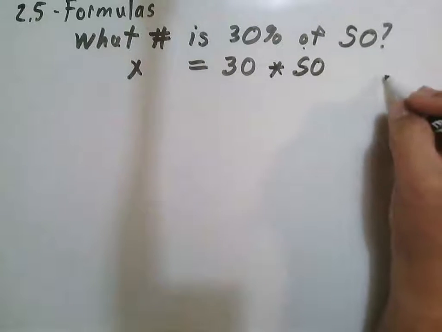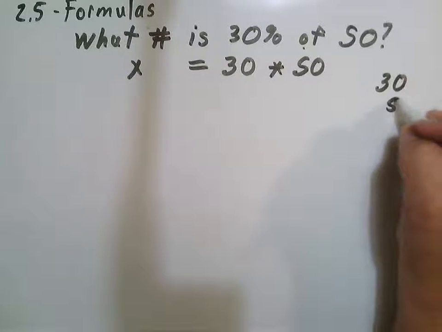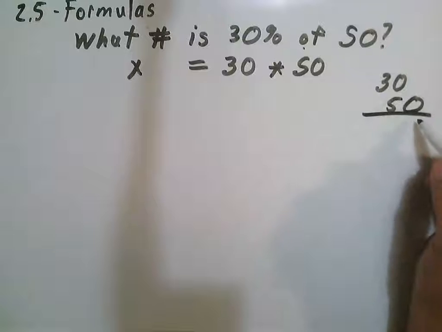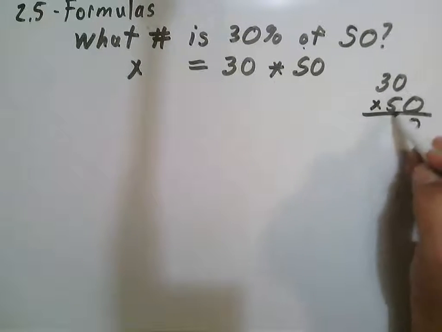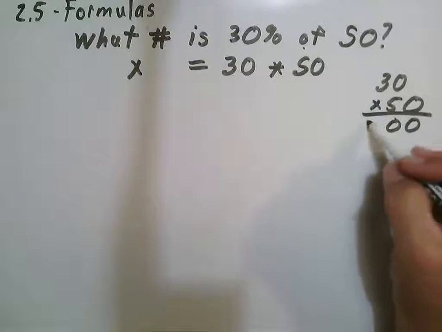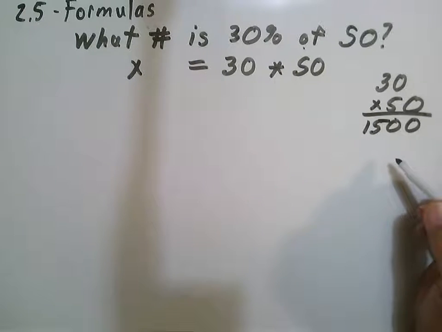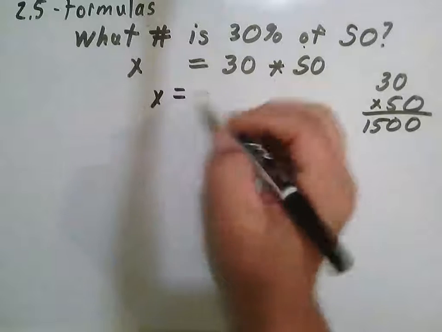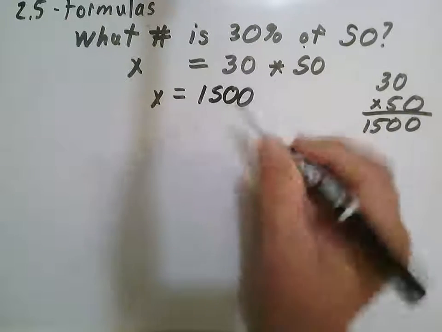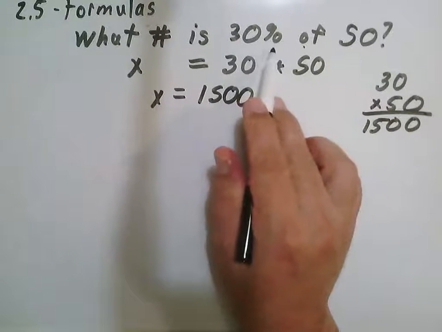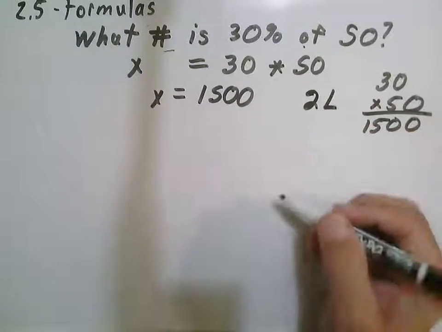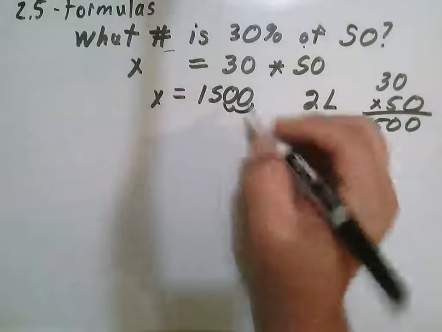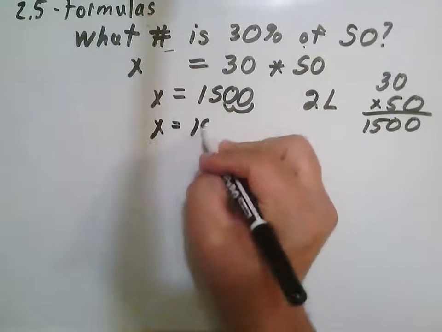So 30 times 50. And this is the way I multiply any two numbers or any number that ends in 0. Just slide it one to the right. 0 comes down. 5 times 0 is 0. 5 times 3 is 15. So this is going to tell me that x is equal to 1500. Remember, anytime I'm given a percentage sign and it asks me what number, the last thing I want to do is go 2 to the left. So 1, 2 to the left. This is telling me that x is equal to 15.